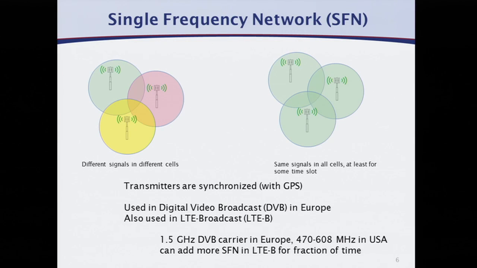Now, single frequency network, basically the different colors here are intended to imply that we use different frequencies typically in adjacent cells in wireless today. Single frequency network transmits the same thing. It may not do it all the time, it may do it at some portion of the time, but it's the same frequency from all of the different antennas. Now, this is actually used today in digital video broadcast in Europe. It's also used in something called LTE broadcast, which I'll say a little bit more about. The frequency bands for this are 1.5 gigahertz in Europe and in the 500 megahertz range in the United States.